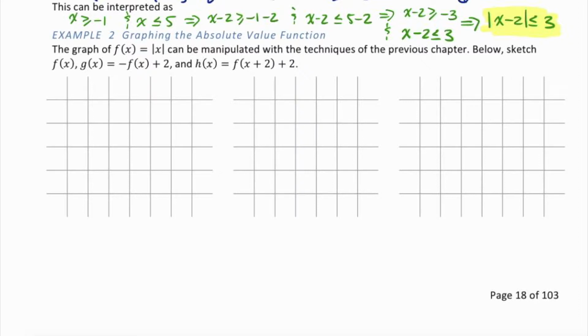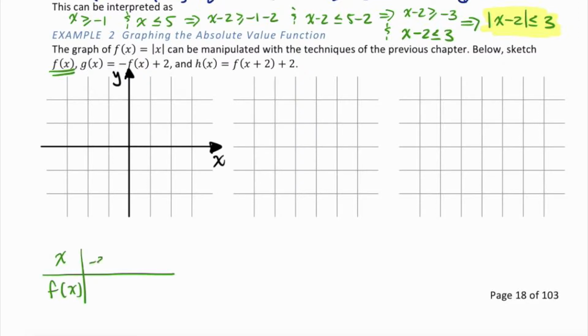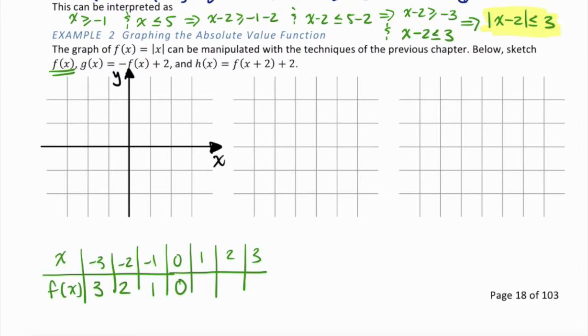So let's go ahead and sketch f of x in green. And the absolute value of x, if you remember, let's sketch a little table, it'll help. So the absolute value of negative 3 is going to be positive 3. The absolute value of negative 2 is just 2. The absolute value of negative 1 is just 1. So 0 and then 1.